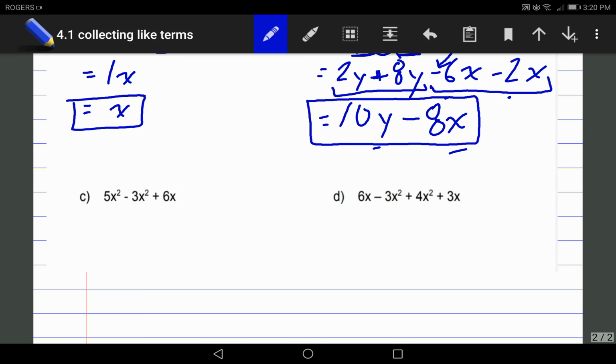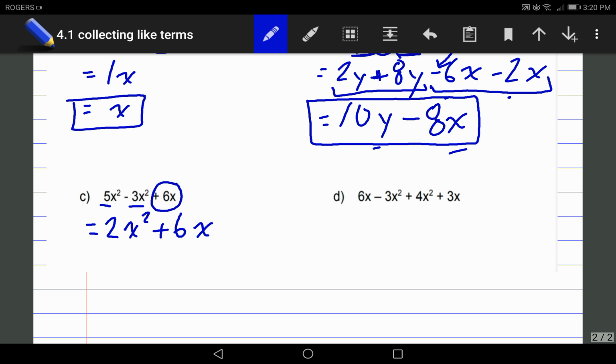Okay, next. 5x squared minus 3x squared. Well, these are like terms. They have the same variable and the same exponent. But then this is not a like term, so that's kind of out on its own. So this one's easy. 5x squared minus 3x squared is 2x squared. And then just rewrite the plus 6x. Remember, the sign that's in front of the 6x is a plus. Just bring it down.